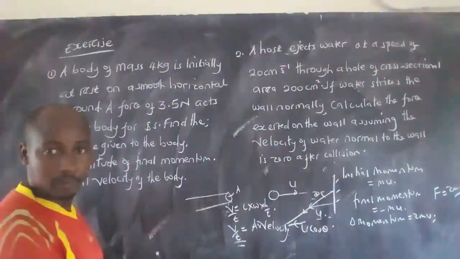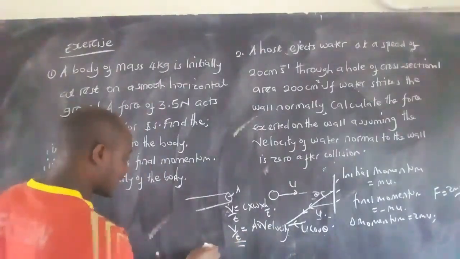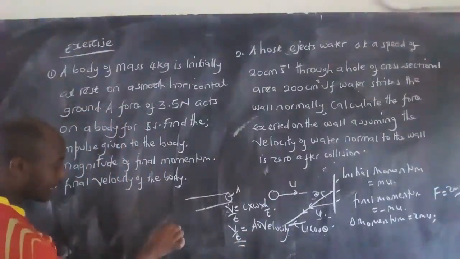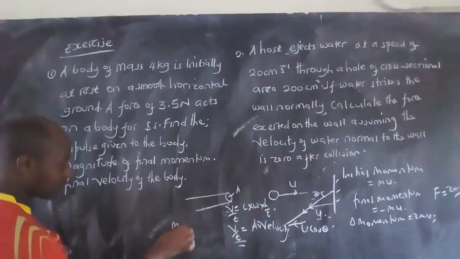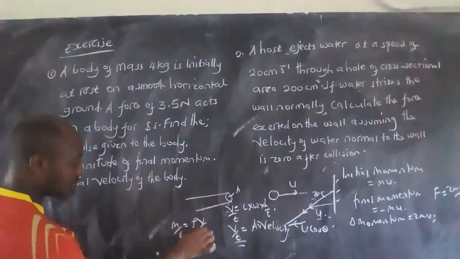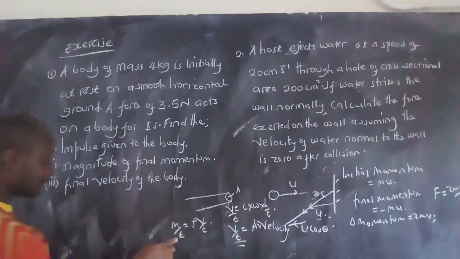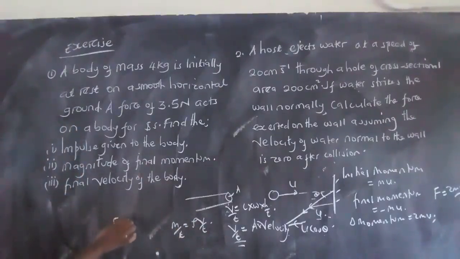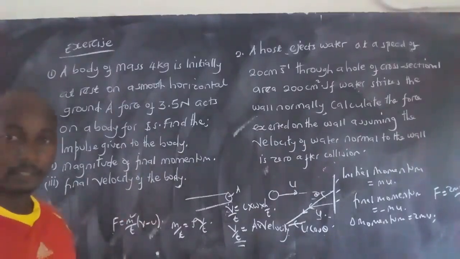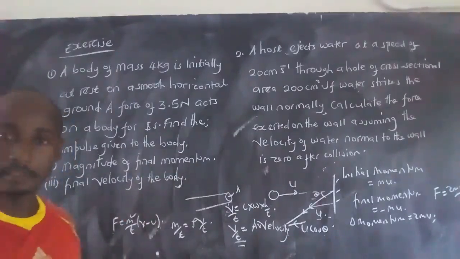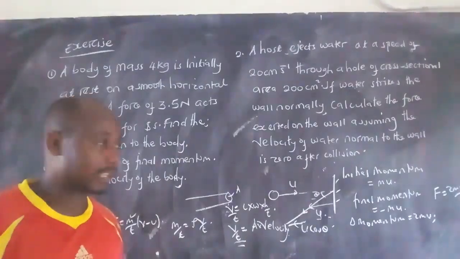After getting volume per second, we can go ahead and get the mass per second. Mass per second will become density times volume per second. So here we get mass per second. After getting mass per second, you know that our F is equal to m over t into v minus u. So you can get this force because you already have this mass per second. Is that clear? The density of water is 1,000. You know that one very well.